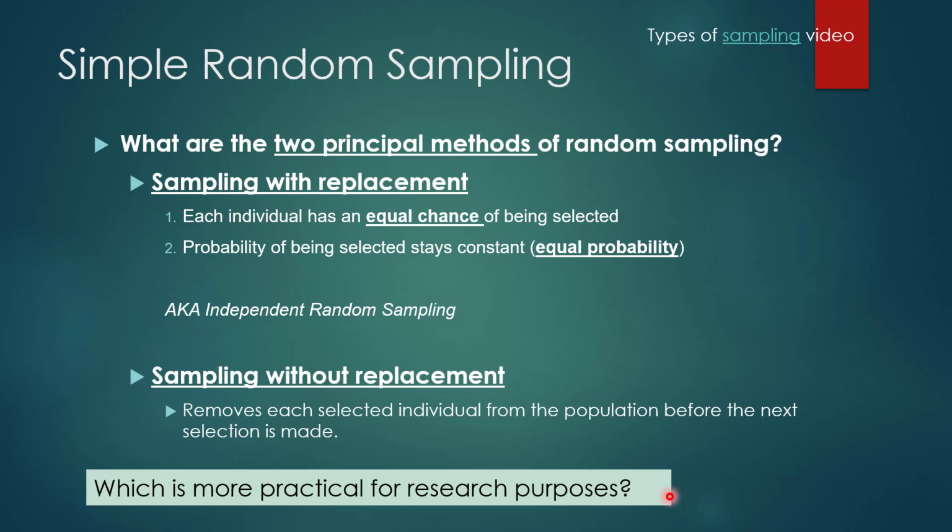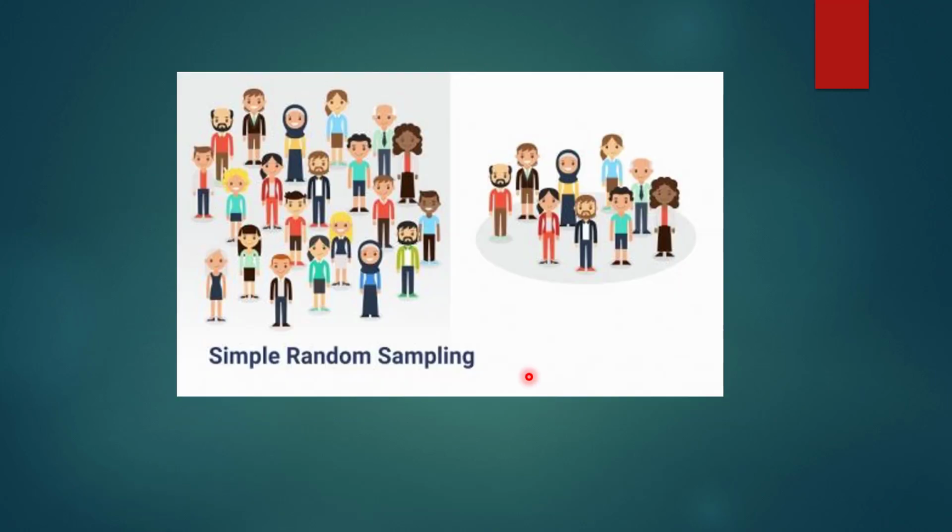So now that we talked about it, which one of these do you think is more practical for research purposes? It would be the sampling without replacement, because again, we don't really want the same individual in our sample twice. So this is just a diagram showing you, here we have our population and we want our population to be representative, so we use this simple random sampling technique.